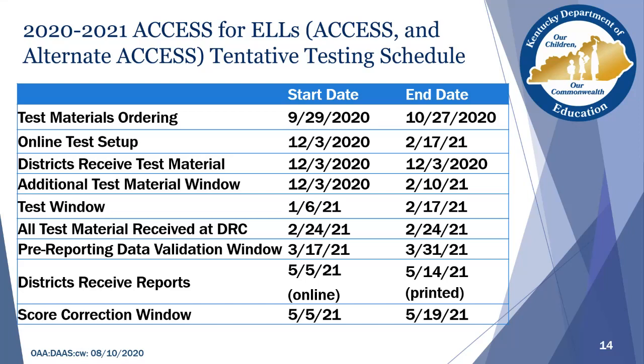Now, also with the pre-reporting data validation, that'll start March 17th and go through March 31st. That's the window after your tests have already been received at DRC. They've scanned everything and put the demographic information in, and it gives you one more last chance to go in and check the demographic information of the students. If you had any students who did not test and you forgot to remove them from a test session, this will be the time to do that, and you would contact me and we'd walk through those steps.